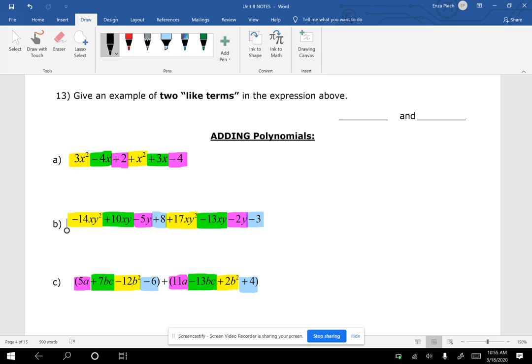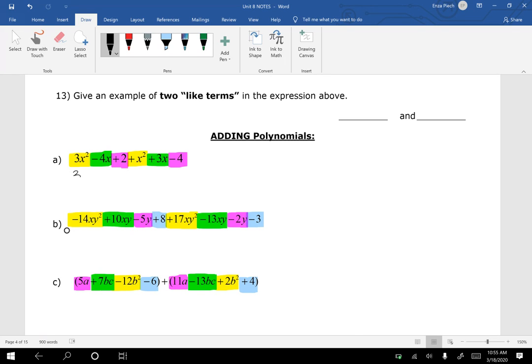So let's go through and do a little bit step-by-step work for us. I've already gone through and highlighted all of our like terms just to save us some time. So in letter A, we're going to combine our like terms. They have to have the same base and the same exponent or power, and that has a lot to do with the degrees that we talked about before. So we're going to combine these like terms.